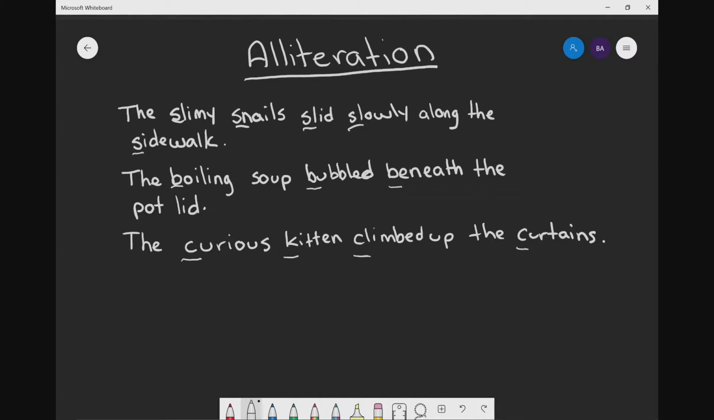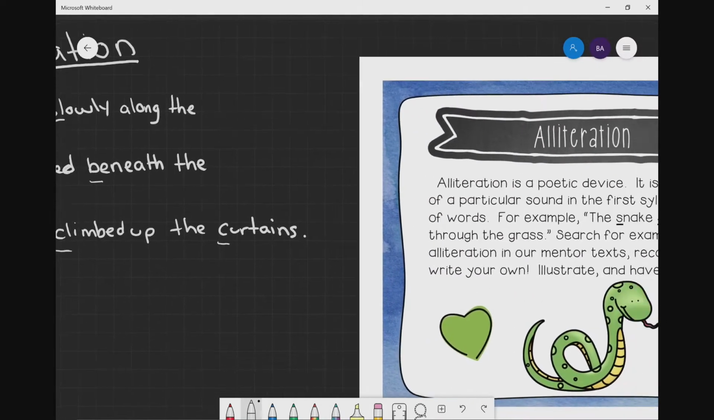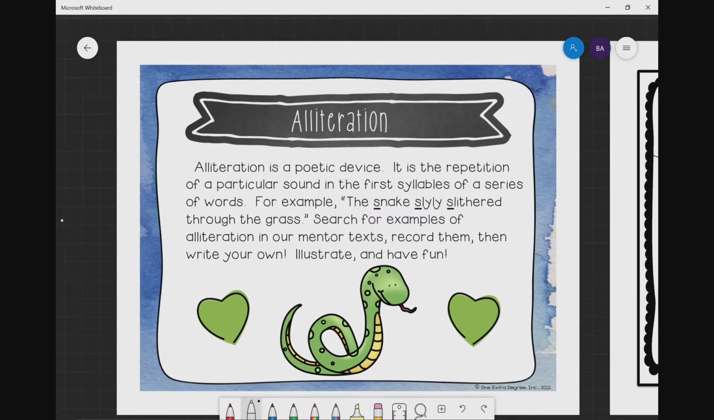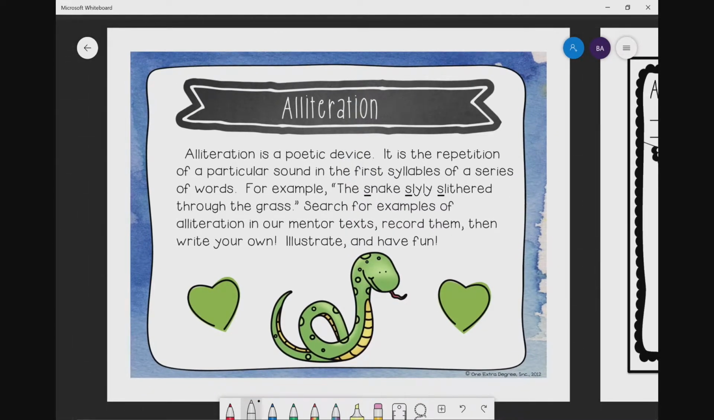So what we're going to do is I'm going to go over your activity with you with one of my own poems. So here is our information sheet, and it says alliteration is a poetic device. It is the repetition of a particular sound in the first syllables of a series of words. So series of words means words that are next to or near each other. For example, the snake slyly slithered through the grass.